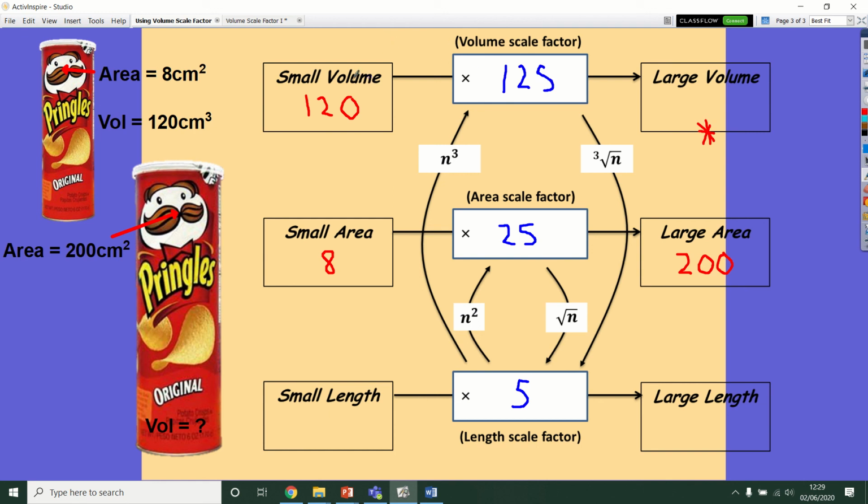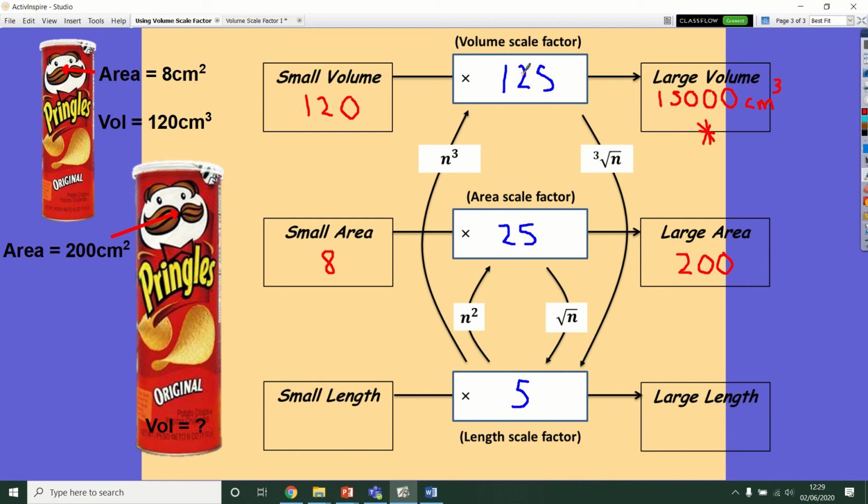And then we're nearly there because we've got the small volume and the volume scale factor, and we can times them together. So the big volume is 15,000. When it's volumes, these things can get quite big, so don't worry if you get big numbers. It's probably right if you've done the right sum. And what's our units again? It's centimetres cubed for volume. So make sure that you've got this bottom box if you want to get between the middle and the top row.